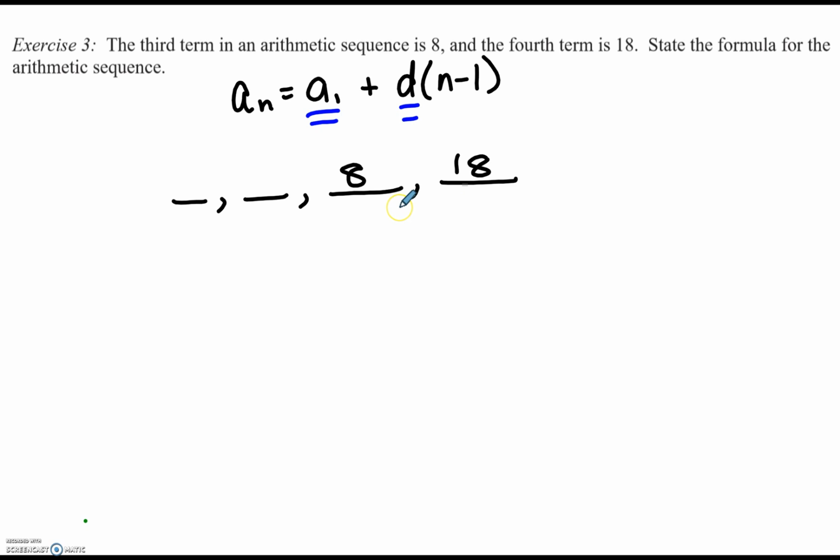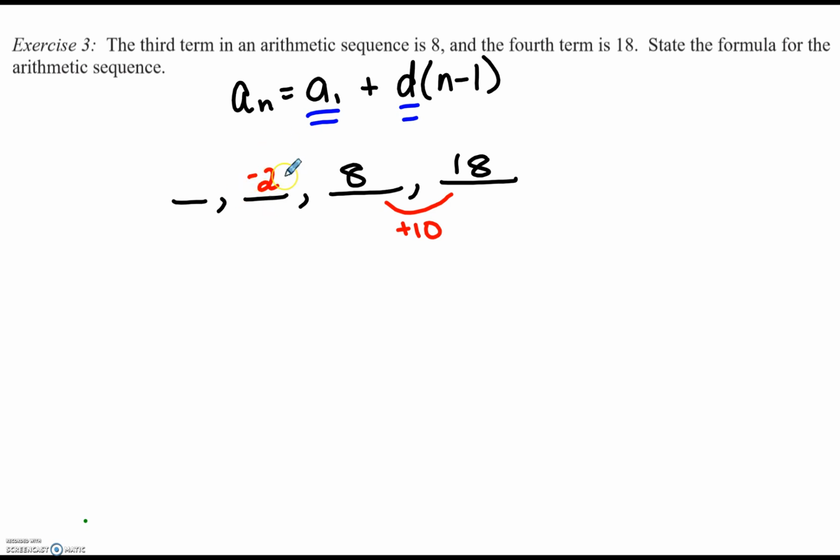So I need my first number and my second number. Since they gave us consecutive terms 3 to 4, I could figure out my common difference. How do I go from 8 to 18? So I'm just going to do 18 minus 8. That means I must have added 10 to go from one to the next. So what I need to do now is work backwards because I need my first term. So I'm going to work backwards to fill in term 2 and then term 1. So I need to figure out what did I add to this blank right here to get to 8. So the easiest way to do that is just do 8 minus 10. 8 minus 10 is -2.